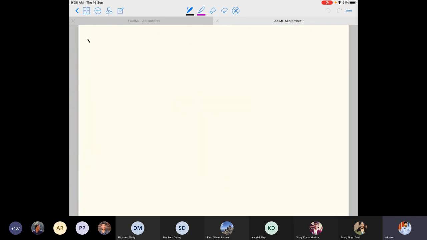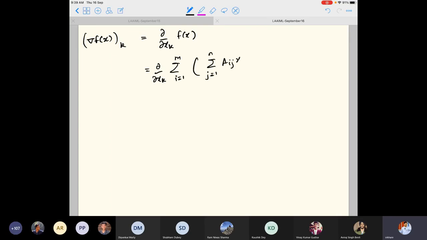So I'll write this calculation here. For the gradient of f(x), I will take the derivative with respect to xk, so this is del by del xk of this cost function f(x). Let me write it down: summation i from 1 to m, and then summation j from 1 to n of aij xj minus bi, whole square, right? This is what we have.